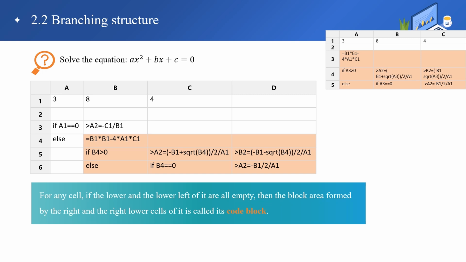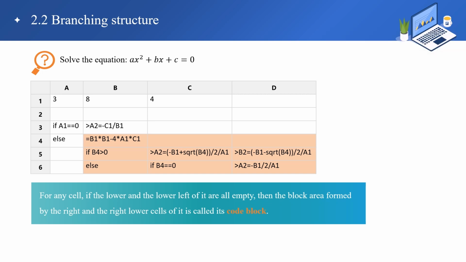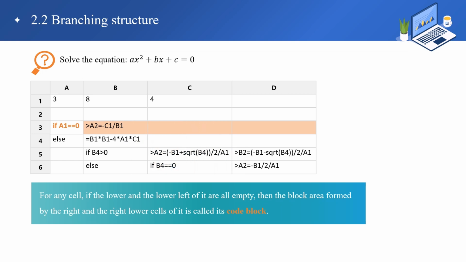At this time, we will introduce the concept of SBL code block. For any cell, if the lower and the lower left of it are all empty, then the block area formed by the right and the right lower cells of it is called its code block. Take A4 for an example. A5 and A6 below it are all empty, so the block area from B4 to D6 is called A4's code block. For A3, the A4 below it is not empty, so its code block is only B3 to D3, and cannot be extended to line 4 because A4 is not empty.